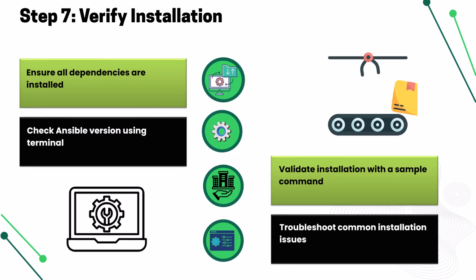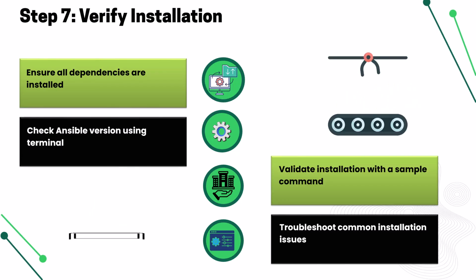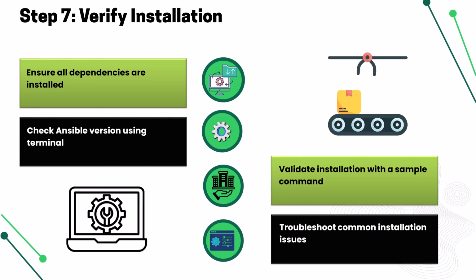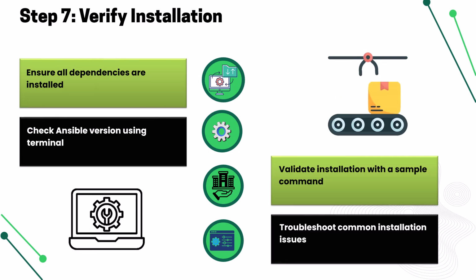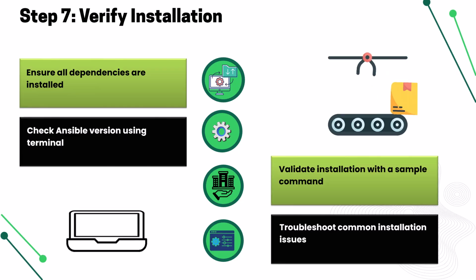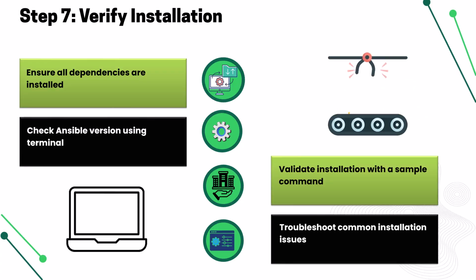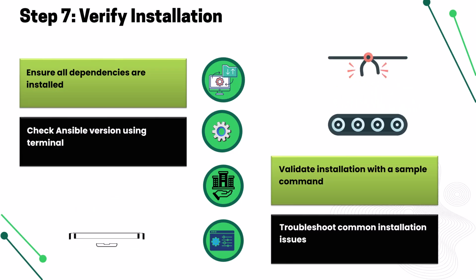Alright folks, before we dive deeper, let's double check everything is set up correctly. We don't want surprises later. First, confirm all dependencies are installed. Think of it as making sure you have all the ingredients before baking a cake. Next, run a simple command to check Ansible's version, because knowing what you've installed is always a good idea. A quick validation ensures we are ready to roll, and if anything goes wrong, don't panic. Troubleshooting is just part of the adventure.